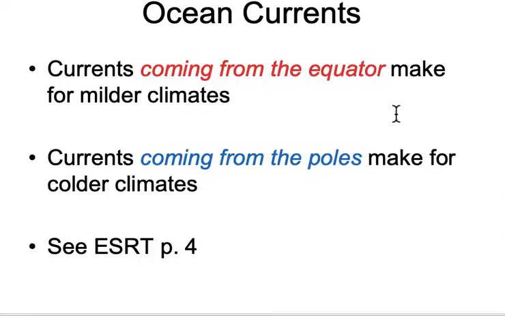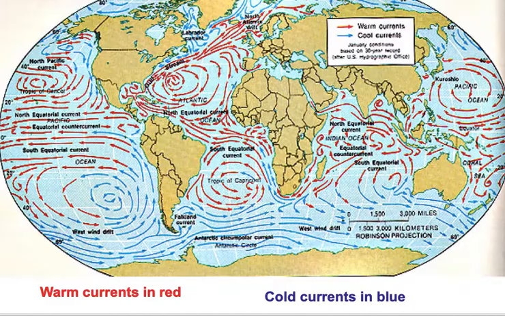Ocean currents. On page 4 of your ESRT, you have a map of ocean currents, and basically if your currents come from the equator, it's going to make your climate warmer than you would expect, and if your current comes from the poles, it will make it colder than you expect. So that's pretty straightforward.